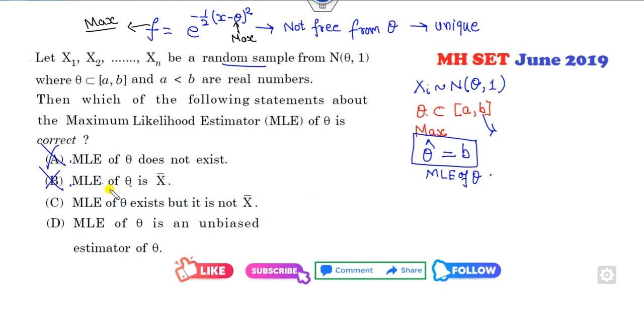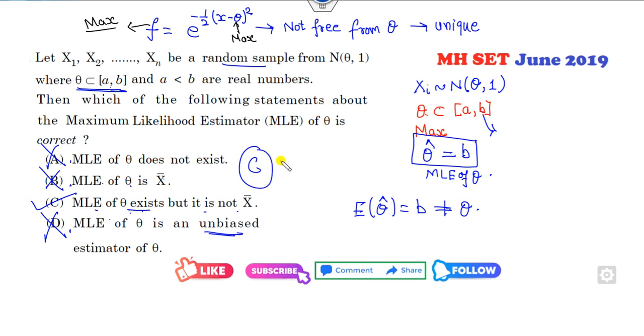Fine. MLE of theta is x bar only when this condition is not given to you. MLE of theta exists, that's correct. MLE of theta is unbiased, that's wrong, because for unbiased, what is that? This is b, but it is not equal to theta. So this option is also cancelled. The right option is only C, that is my correct answer.